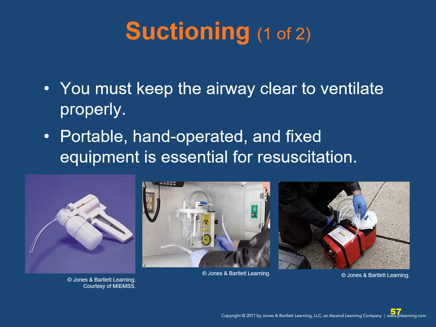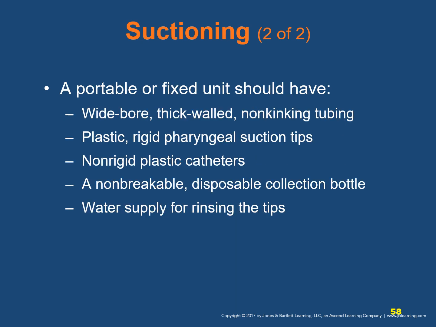Portable, hand-operated, and fixed or mounted equipment is essential for resuscitation. A portable suctioning unit must provide enough vacuum pressure and flow to allow you to suction the mouth and nose effectively. A fixed suctioning unit should generate airflow of more than 40 liters per minute and a vacuum of more than 300 millimeters of mercury when the tubing is clamped.